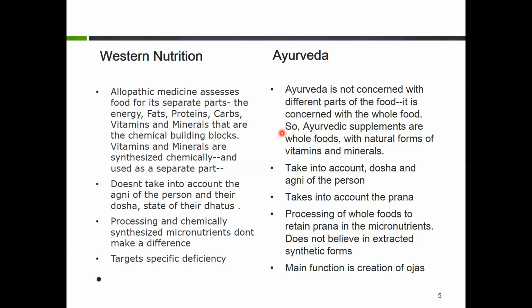Does that make sense? It's the whole food. So you're not isolating retinol or vitamin A from the milk and then selling it. You're saying eat the whole milk. Does that make sense? It's the whole food, because the body will do whatever synthesis it needs. Western nutrition doesn't take into account the agni of the person, their dosha, their prakriti, their dhatus, their srotamsi, nothing. Their age, the power of their digestion, nothing. We take all of that into account. It doesn't matter where it comes from. What is the prana?